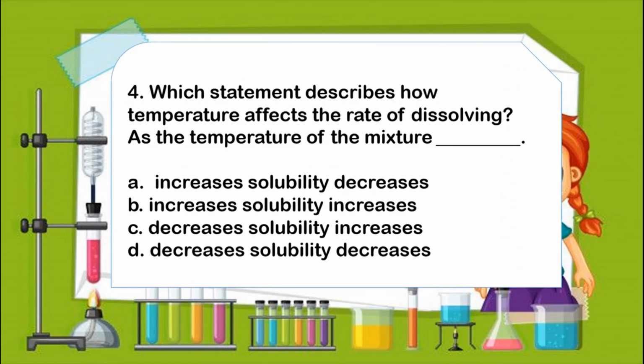Number 4. Which statement describes how temperature affects the rate of dissolving as the temperature of the mixture blank? A. Increases, solubility decreases. B. Increases, solubility increases. C. Decreases, solubility increases. And letter D. Decreases, solubility decreases. Answer is increases, solubility increases.